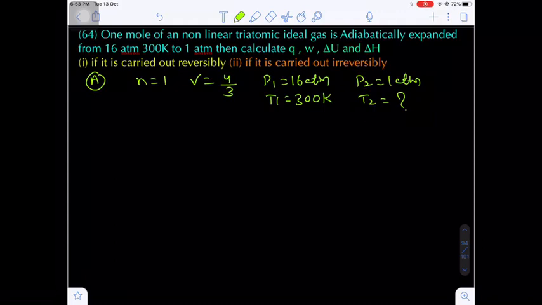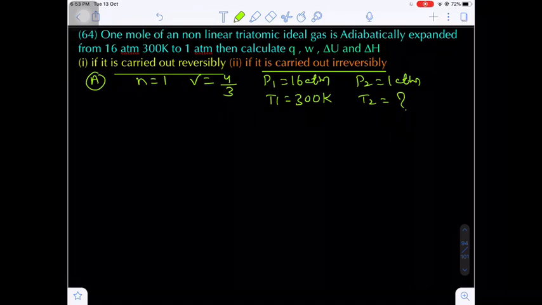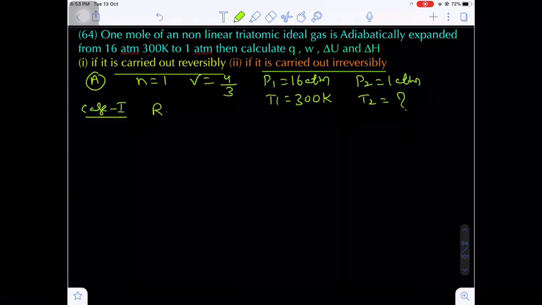Then calculate Q, W, del U, del H, if the process is carried out reversibly and if the process is carried out irreversibly. That means we have to calculate the reversible process work done and the irreversible process work done. Are you getting my point? Now, to calculate here in question number 64, first I take the first case, case number 1. Case number 1 is which process? Isothermal reversible process.